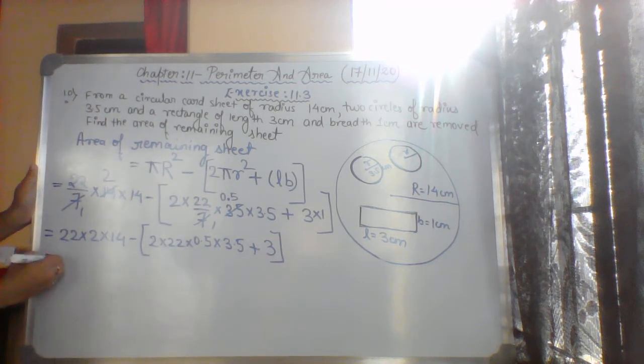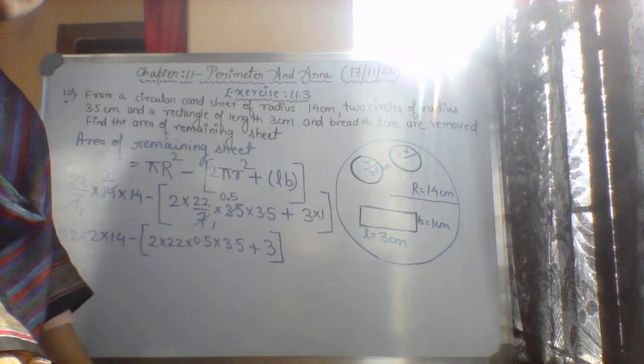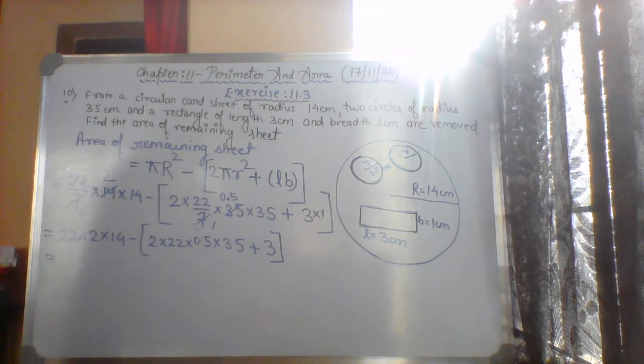Now you do the calculation. Pause the video, do the calculation, and then cross check your answer. The calculation is very easy; you have to multiply. Pause the video and do the remaining calculation.